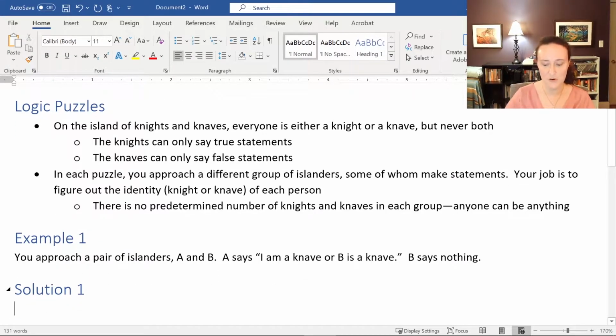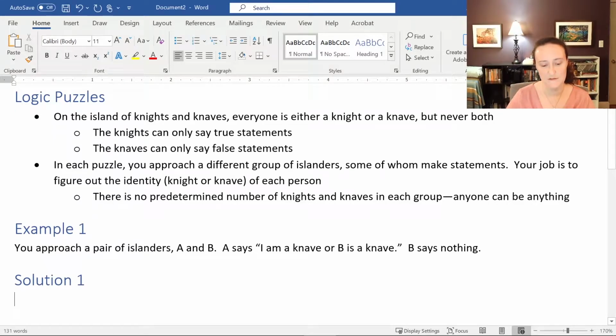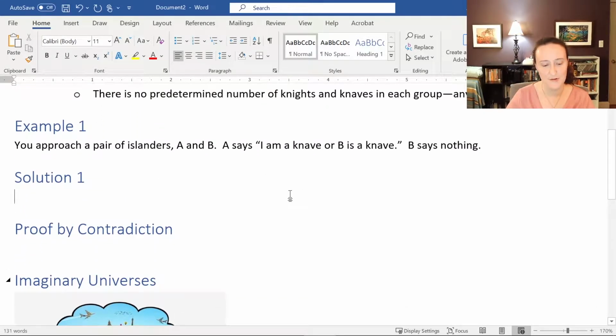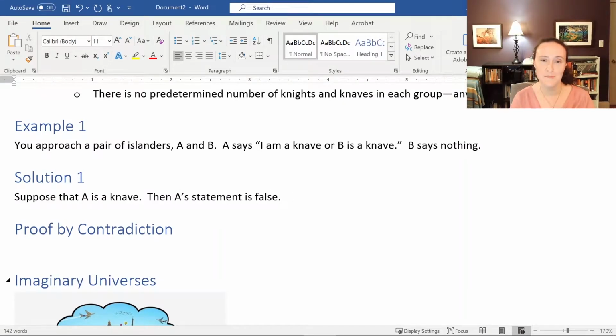So this is one way to solve the puzzle. There's always multiple ways to solve these puzzles, but I'll go over one way with you. So let's go ahead and suppose that A is a knave, and let's just see if that would make sense or not. Well, if A were a knave, then A's statement would have to be false, because knaves only make false statements. Okay, so what does it mean for A's statement to be false? So you have to be careful here.